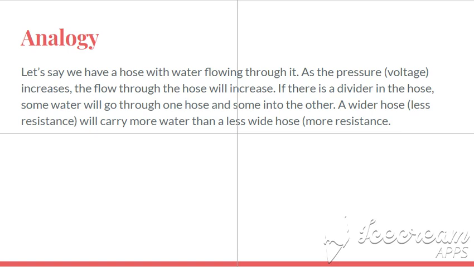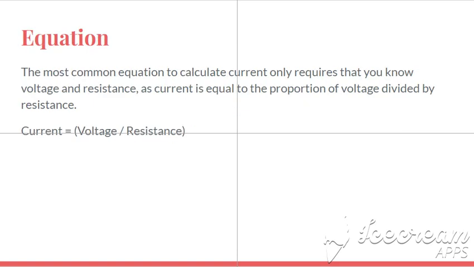So that's important. The equation for current is that if you have your voltage and resistance, you can easily calculate current. It's going to be voltage divided by resistance at a point in the path.